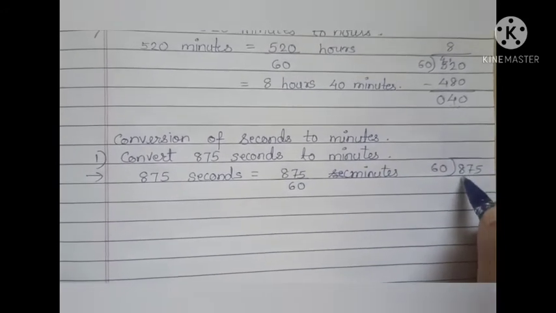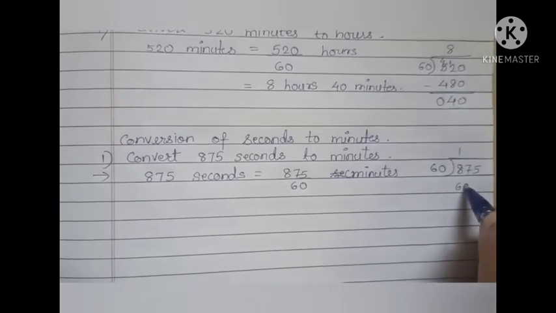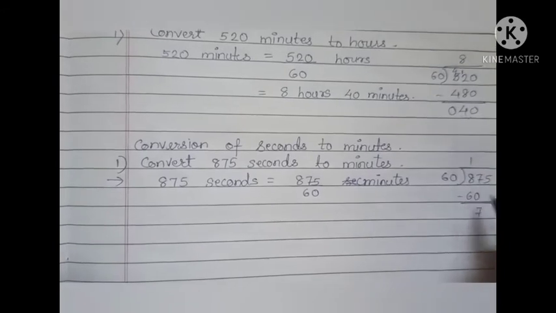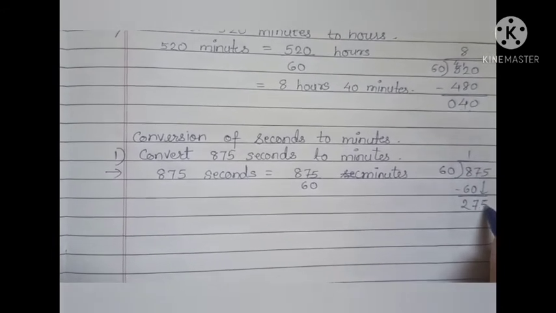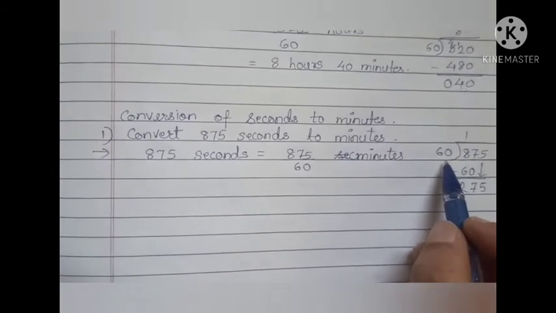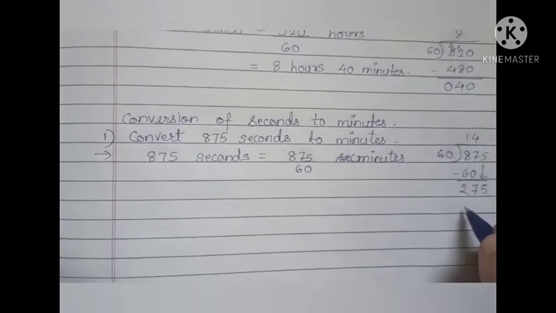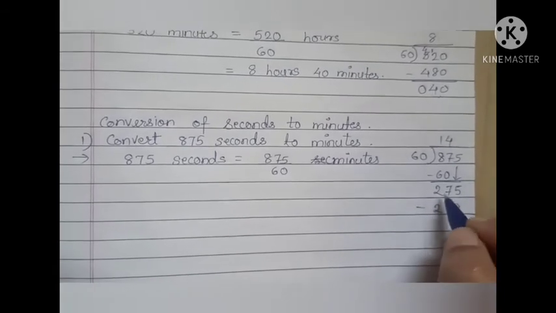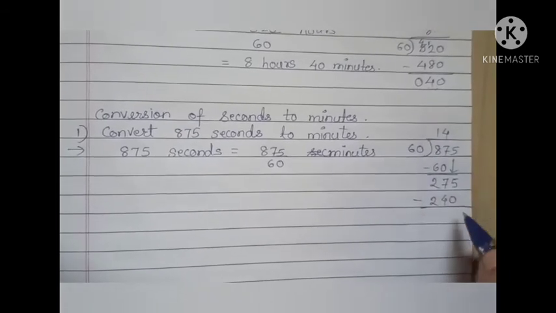So here you see, if we consider these two digits, 6 ones are 6. From 7 6 goes, 1 remains. From 8 if I subtract 6, it is 2. This 5 is taken down. Now see, 60 ones are 60, 60 twos are 120, 60 threes are 180, 60 fours are 240. If I take 60 fives, it will be greater than 275. So I take 60 fours are 240.